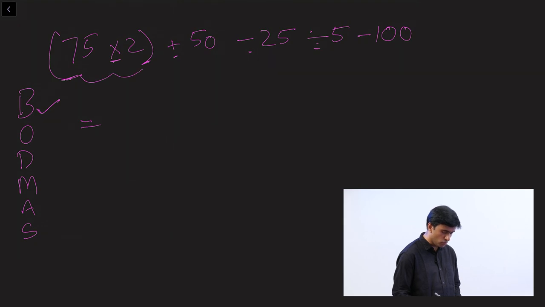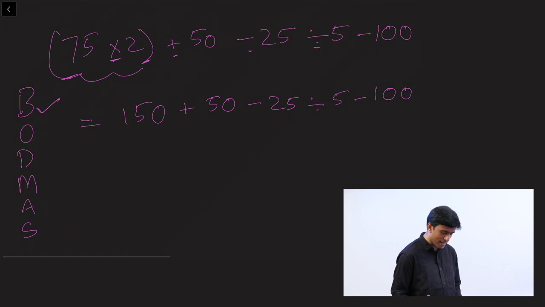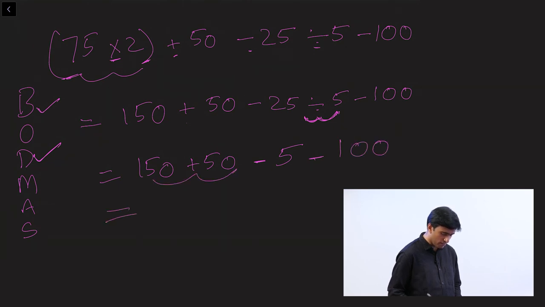75 into 2, that is 150, plus 50 minus 25 divided by 5 minus 100. The remaining operators are plus, minus and division. What do you do first? Division, that's right, D comes before addition or subtraction. So we solve that. 150 plus 50 minus 25 divided by 5 is 5 minus 100. Now let's go ahead and do the addition. 150 plus 50 is 200.